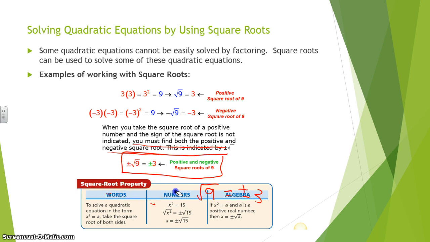Here's a chart showing the square root property. The definition is, to solve a quadratic equation in the form x squared equals a, you take the square root of both sides. So here we have x squared equals 15. To undo the x squared, you take the square root of the left, but whatever you do to one side, you have to do the other, so you take the square root of the right side. Taking the square root of x squared and the square root of 15, you get x equals plus or minus square root of 15. If x squared equals a, and a is a positive real number, then x equals plus minus square root of a.